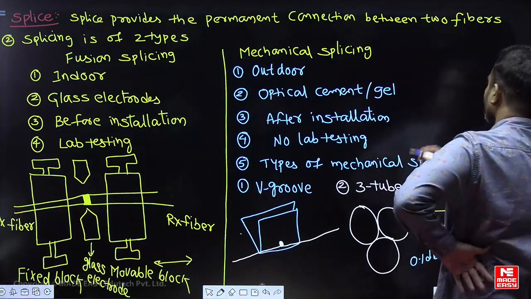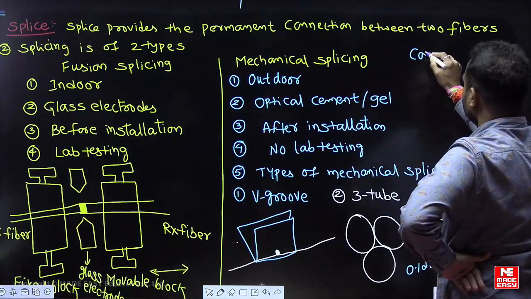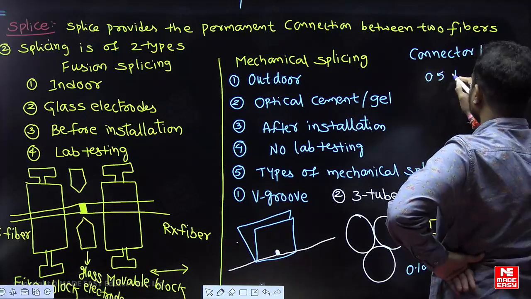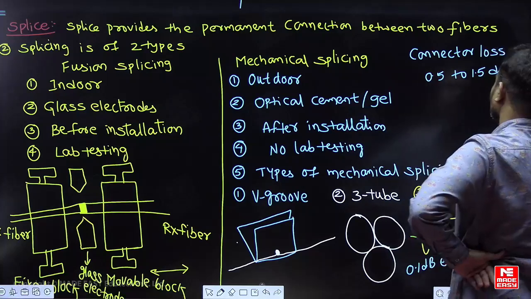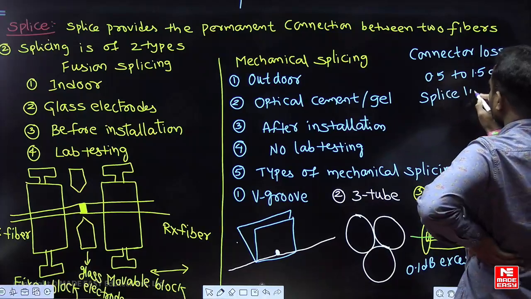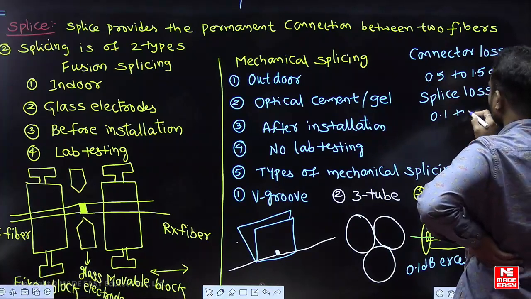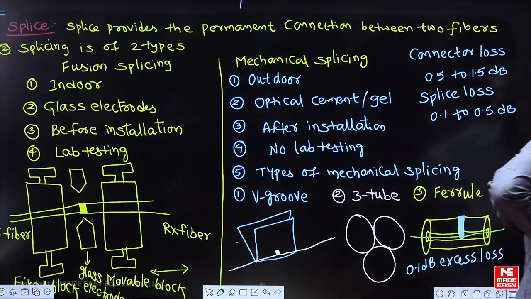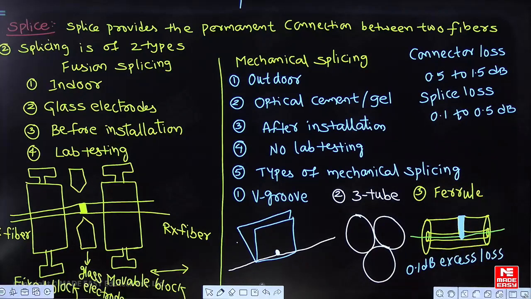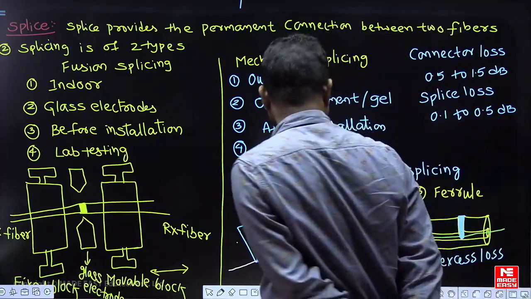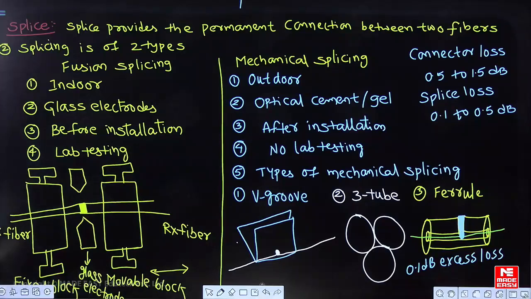I can write one point here, just try to understand. If you talk about the connector, connector loss is always present from 0.5 to 1.5 dB. This much amount of loss is offered by the connector. The next one is splice loss. Splice loss is present from 0.1 to 0.5 dB. A maximum loss of 0.5 dB is present with the splice. So we talk about two things: one is the connector loss, 0.5 to 1.5 dB, and another is the splice loss.